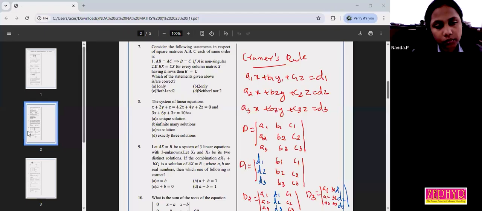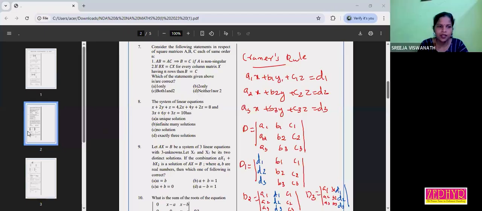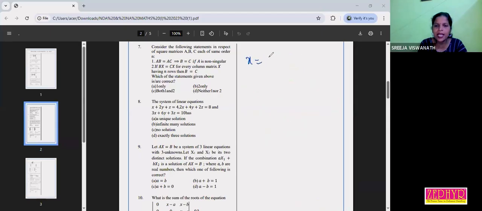Now listen. On solving these determinants, we get definite real number values. Then x can be found as D1 by D, y is equal to D2 by D, and z is equal to D3 by D. This is the method for finding x, y, z.